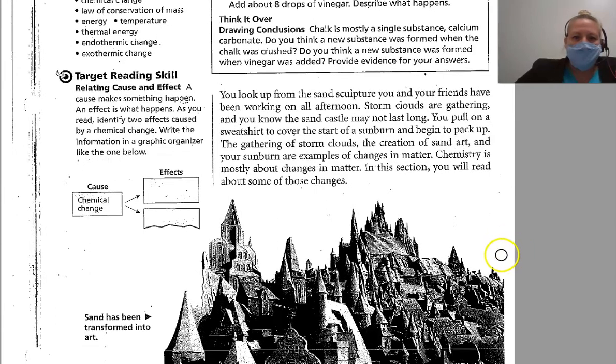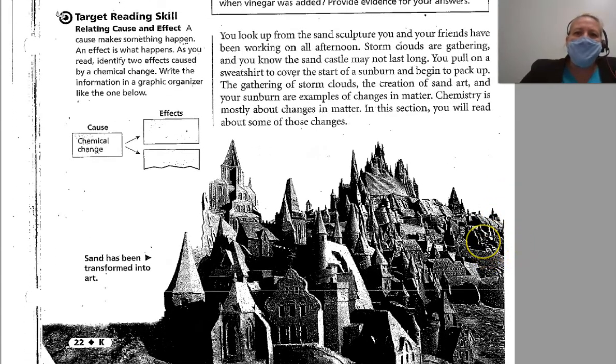All right. You look up from the sand sculpture you and your friends have been working on all afternoon. Storm clouds are gathering, and you know the sand castle may not last long. You pull on a sweatshirt to cover the start of a sunburn and begin to pack up. The gathering of the storm clouds, the creation of the sand art, and your sunburn are examples of changes in matter. Chemistry is mostly about changes in matter. In this section, you will read about some of those changes.